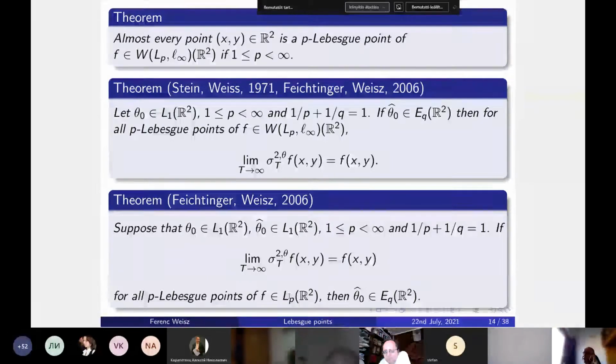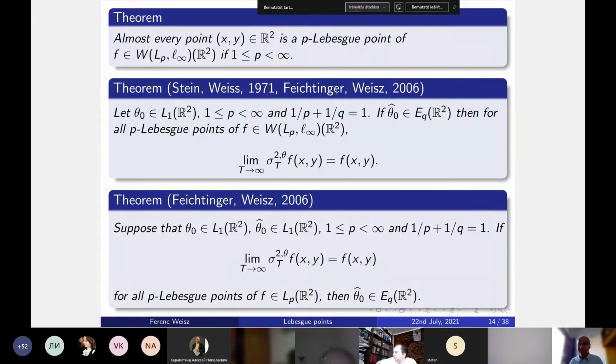Here I have written only the LP space, but the LP space is much smaller than the space WLP L infinity. So of course it holds also if I write here the larger space WLP L infinity. Okay, this is the first generalization of the one-dimensional Lebesgue theorem, and of course this convergence holds almost everywhere, because almost every point is a p-Lebesgue point. This was the first generalization.